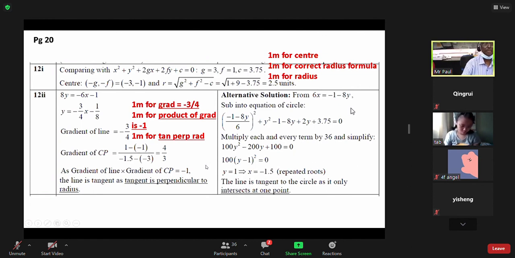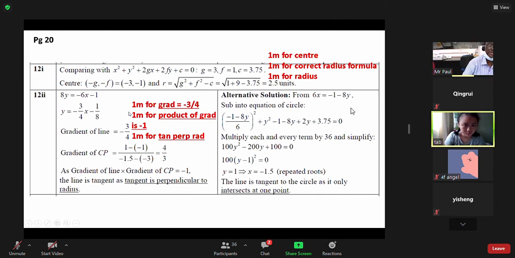The second part, again, you have to explain why. Now, when you say explain, you're actually showing or proving that it is a tangent. So first, you know there's a circle property, right? The radius is perpendicular to the tangent, correct? So how do you find the gradient of this line?